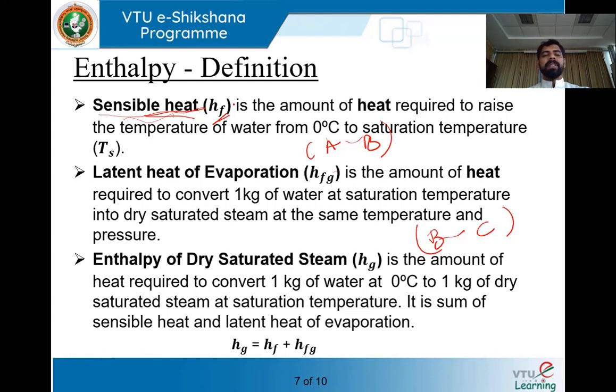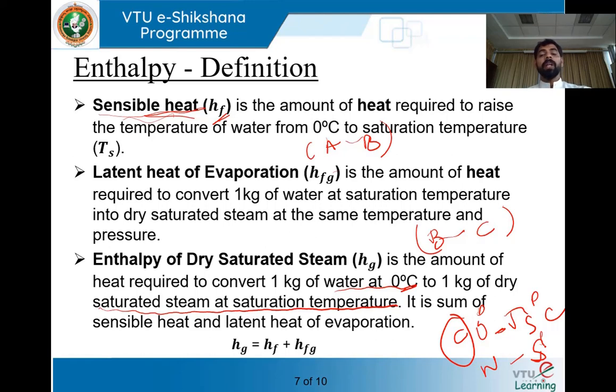Okay, then what happens to the dry saturated steam? What is the enthalpy of the dry saturated steam? So to reach this point C on the TH diagram, what is the total heat required? So we are converting water at 0 degree centigrade to steam at TS degree centigrade. So finally, water at 0 degree centigrade is being converted to dry saturated steam at saturation temperature TS. So we are moving from 0 degree centigrade to TS degree centigrade. Water is being converted to steam. So what is the total amount of heat required? So it is nothing but what? Addition of this plus this, right?